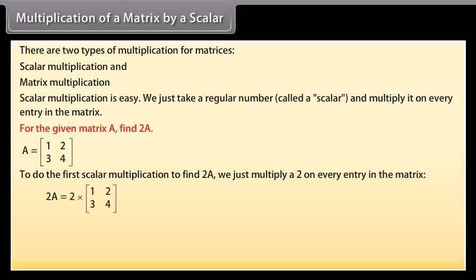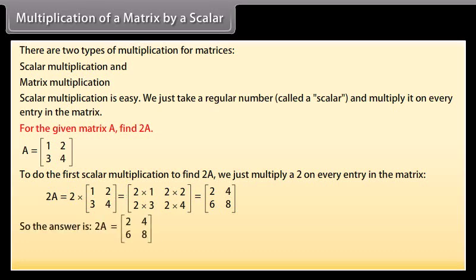2A is equal to 2 into the matrix, row-wise, first row 1, 2, second row 3, 4, which is equal to the matrix, first row 2 into 1, 2 into 2, second row 2 into 3, 2 into 4, which is equal to the matrix, first row 2, 4, second row 6, 8. So the answer is 2A is equal to the matrix, first row 2, 4, second row 6, 8.